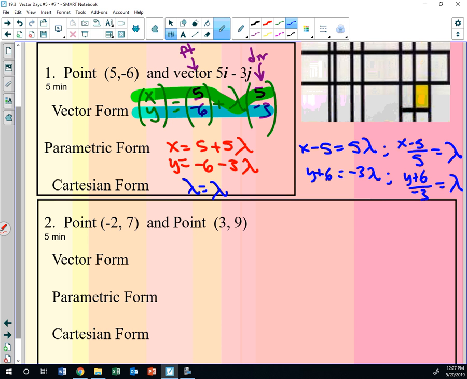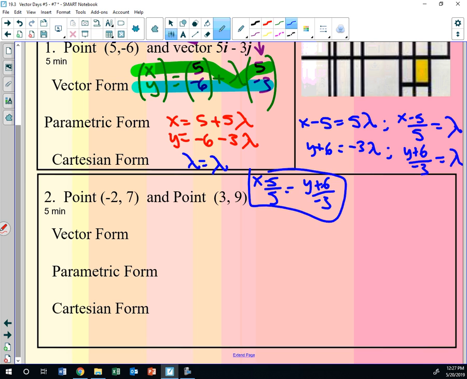So I'm going to take that lambda, x minus 5 over 5, and set it equal to the other lambda, y plus 6 over negative 3. This is what we call Cartesian form. Done. So there you go. There you have it, number 1. Let's go for the second one.